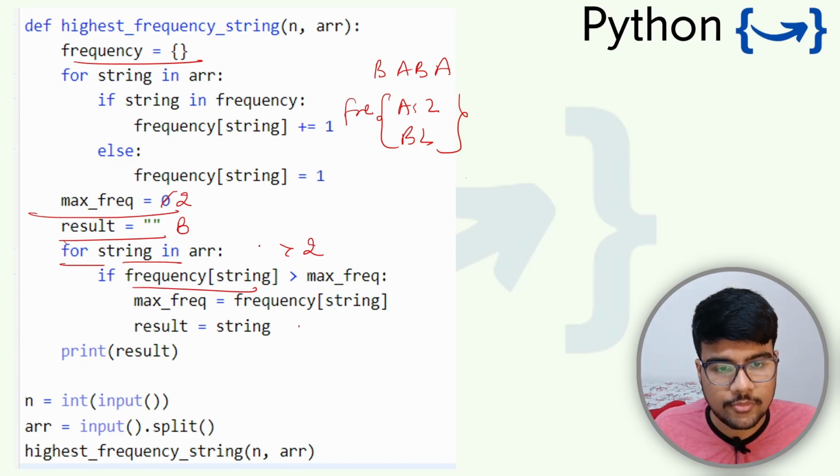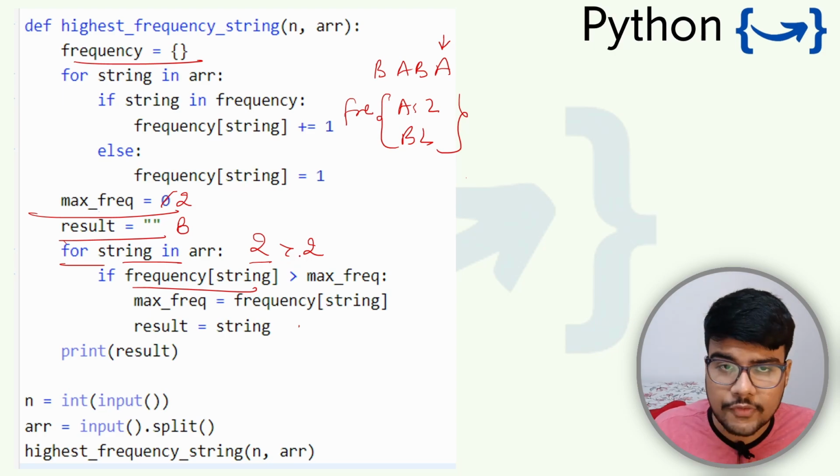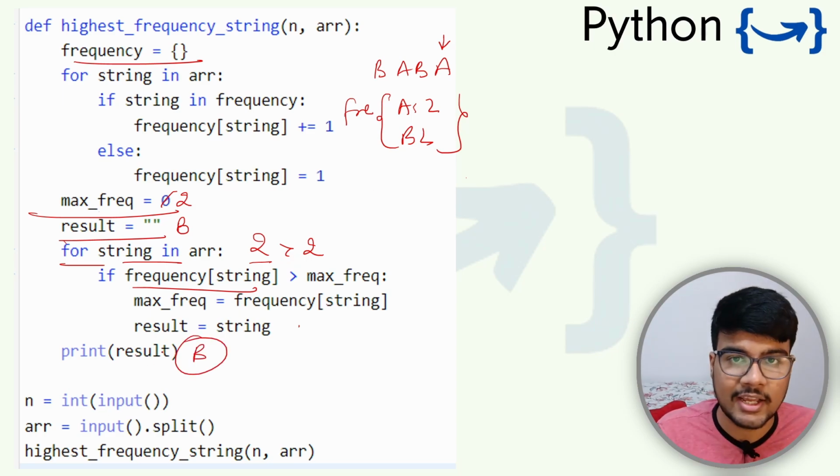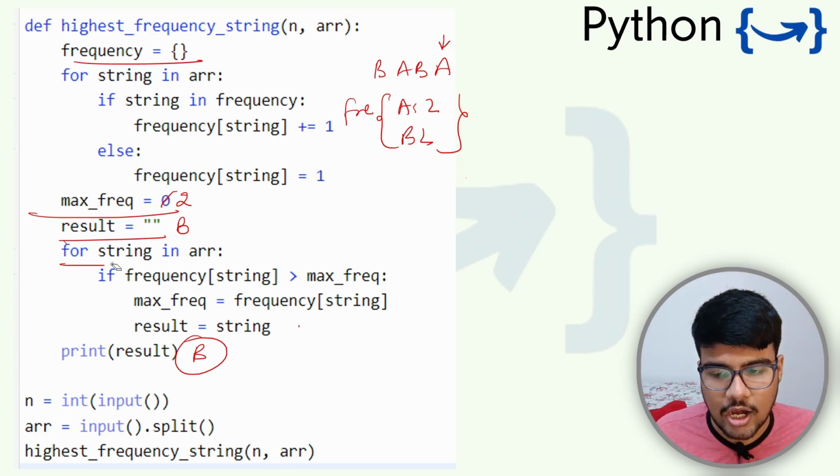Now again A will come, again B will come, and each time 2 is not greater than 2, so nothing will happen. Again A will come, and again A will come. Again 2 is not greater than 2, nothing will happen, and we will end up returning B as the answer. So this is the thing we need to do that I discussed. As you can see, this is the approach.